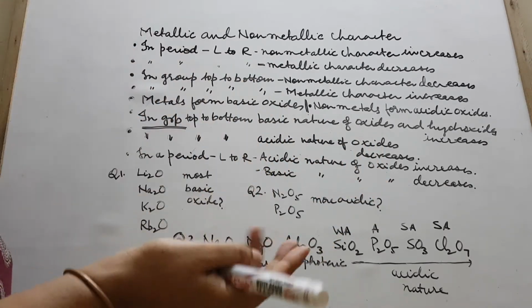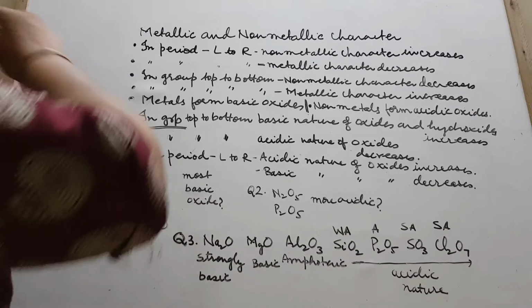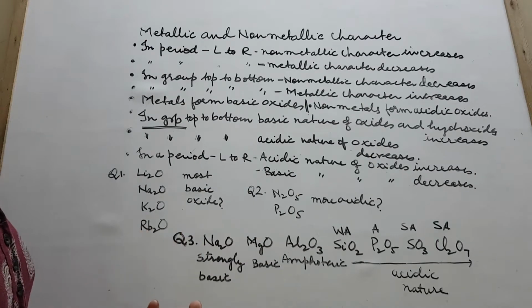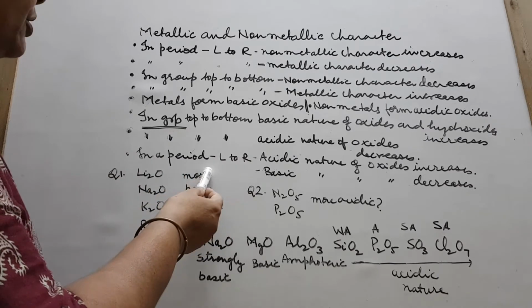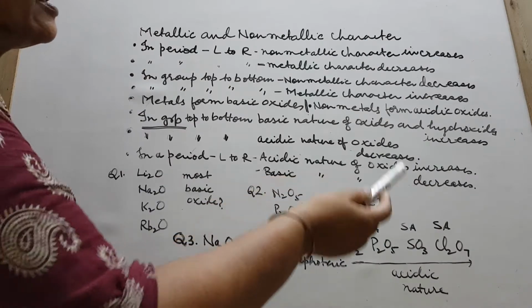You learn for one, the opposite you can easily relate yourself. When this way basic nature of oxides increases, obviously acidic nature will decrease. This way acidic character increases, so obviously basic character will decrease. Now, in a period, as I told you, left to right, acidic nature of oxides increases and basic nature decreases.